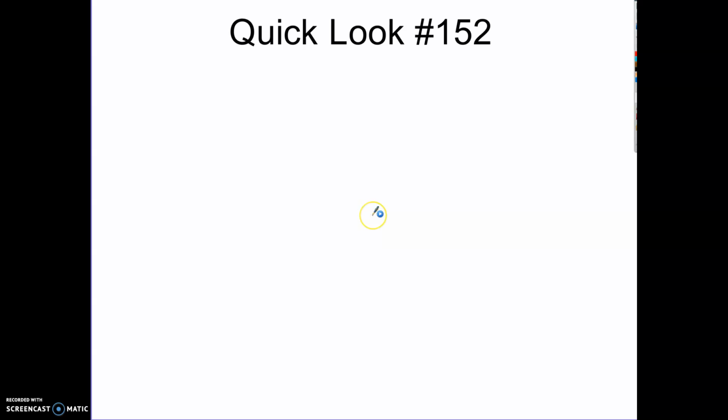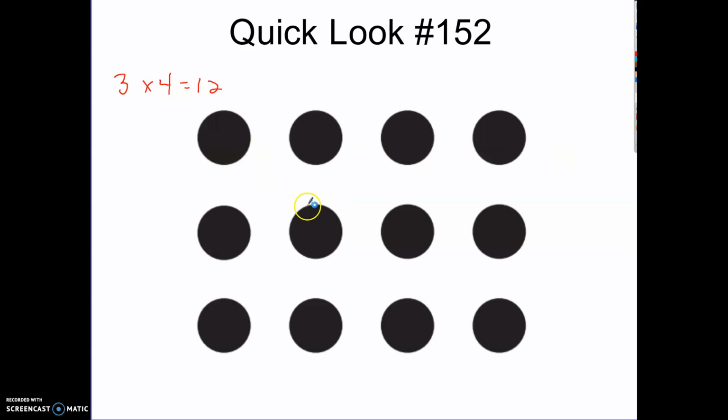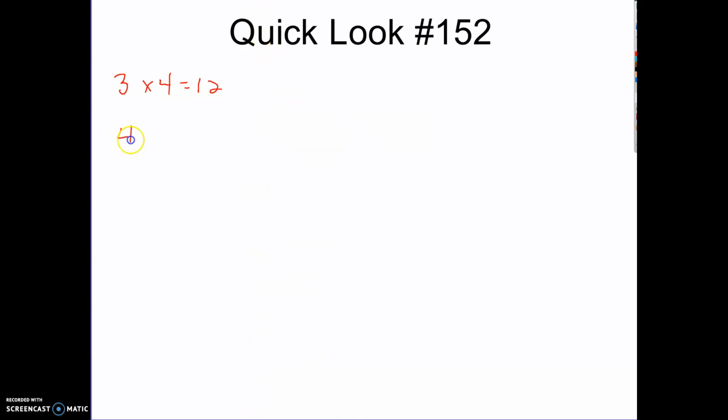Ooh, what did you see and how did you see it? Well, I saw 3 groups of 4, and that's 12. Yep, one group, second group, third group. But if I'm looking at it up and down, I see 4 groups of 3, so 4 times 3, which is also going to be 12. Do you remember what we call facts like this? 3 times 4 is the same as 4 times 3. We call those turnaround facts.